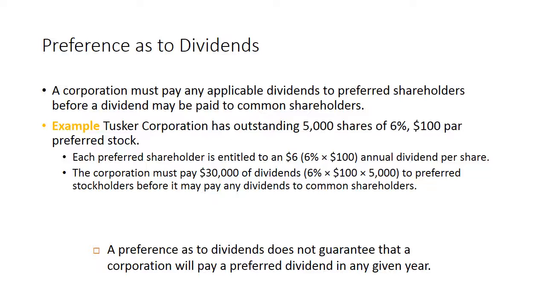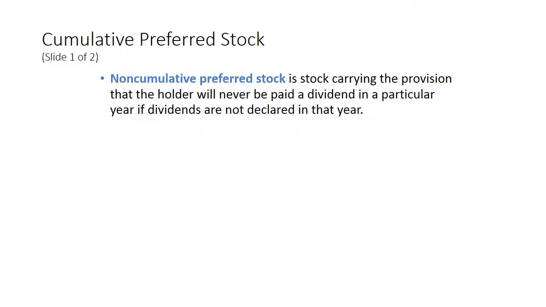A preference to dividends does not guarantee that you'll get a dividend each year. So what happens? Since we're usually, as a preferred shareholder, only locked into that amount of money, preferred stock could have this characteristic called cumulative or non-cumulative. Non-cumulative preferred stock, which is rare, is a stock carrying a provision that the holder will never be paid any dividends from a year that they didn't receive a dividend. So if the corporation didn't declare a dividend this year, preferred shareholders wouldn't have gotten that $30,000. They would lose it.